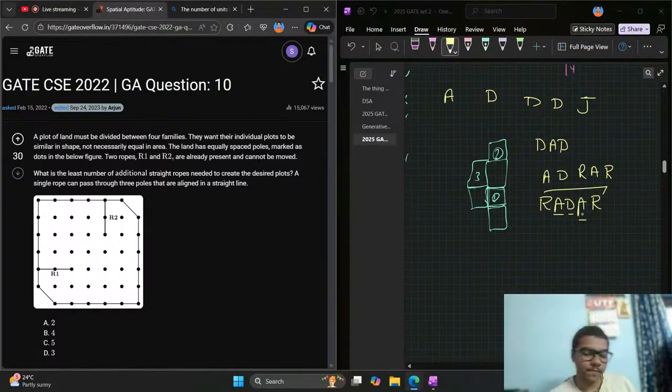A plot of land must be divided between four families. They want their individual plots to be similar in shape. Okay, they are idiots. Not necessarily equal in area. The land has equally spaced poles marked as dots. Two ropes R1 and R2 are already present and cannot be moved. What is the least number of additional straight ropes needed to create the desired plots? A single rope can pass through three poles that are aligned in a straight line. I see.